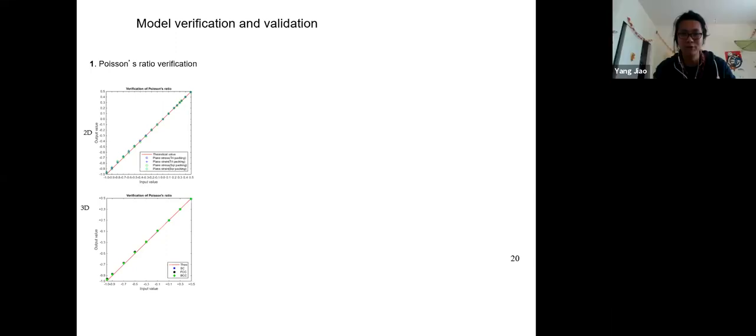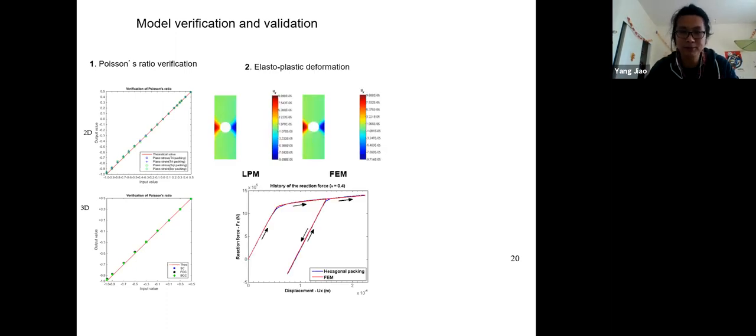So that should be actually along the perfect line, right? This means that this lattice model perfectly captures at least this Poisson's effect. So that's the first validation. And the second one is we look at very simple elastic plastic behavior of a very typical plane element.